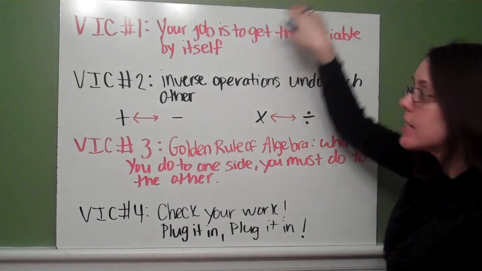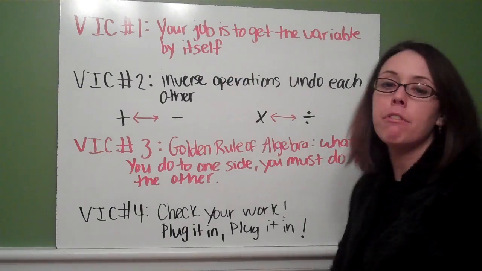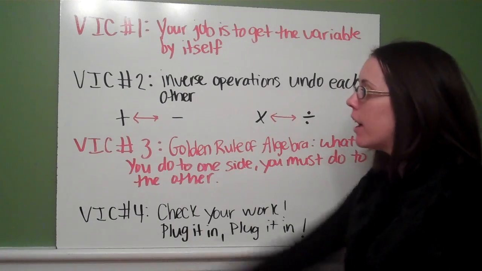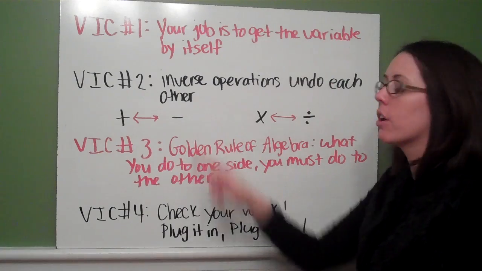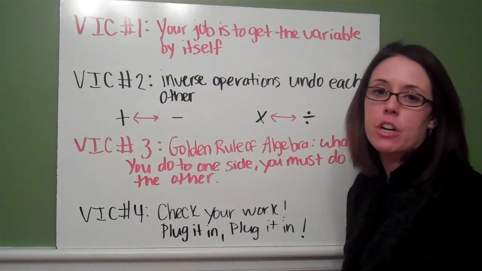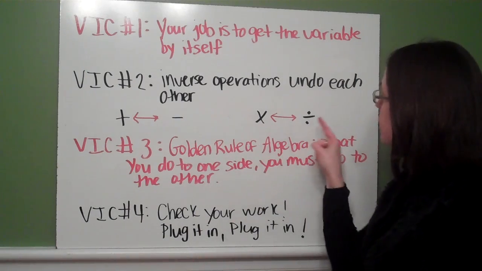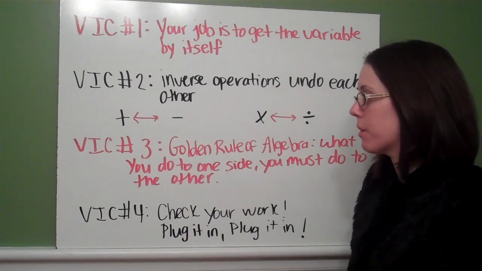We have a few VIPs. VIP number one, your job is to get the variable by itself. You have a job when solving equations. You need to get that variable by itself. VIP number two, inverse operations undo each other. What do I mean by inverse operations? Addition and subtraction are inverse. Adding and subtracting undo each other. Multiplication and division are inverse operations. Multiplication and division undo each other.